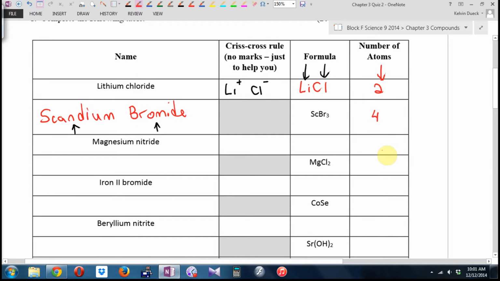Magnesium nitride. That's going to be magnesium, which I think is 2+. That's going to be nitrogen, which I think is 3-. I'm going from memory. Yell at me if I'm wrong. When I crisscross, for this to balance, for this to be stable, I need 3 magnesiums and I need 2 nitrogens, because 2 nitrogens gives me a total of 6 negative, and 3 magnesiums gives me a total of 6 positive. Yep.